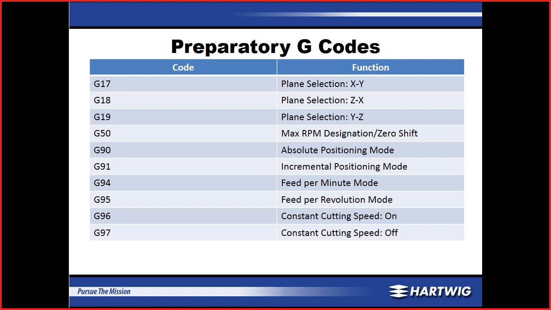G94 and G95 are our feed modes, whether we are in feed per minute or feed per revolution. All of our lathe programs today will be in feed per revolution mode, as we're just doing simple 2-axis turning work. And G96 and G97 are constant cutting speed on and off. We'll talk a little bit about what constant cutting speed is, but this is a great tool for turning and grooving. Anytime you are changing diameters and you would like to adjust your RPM, G96 constant cutting speed on is a great way to do this within a program easily.